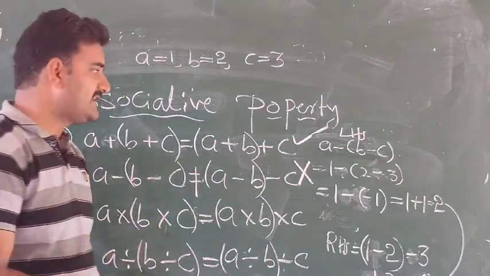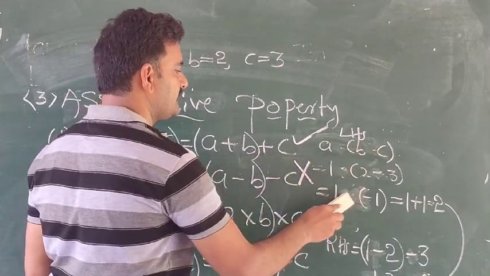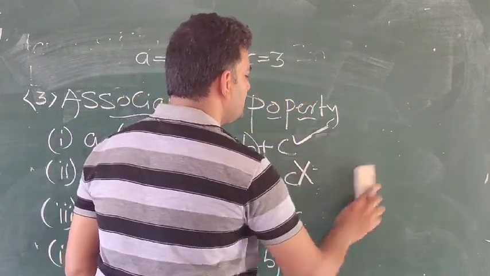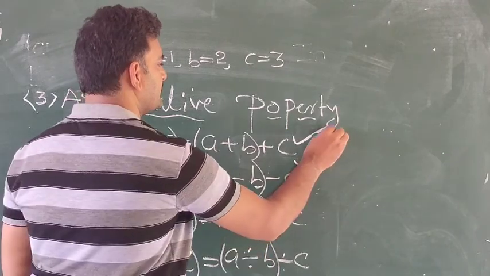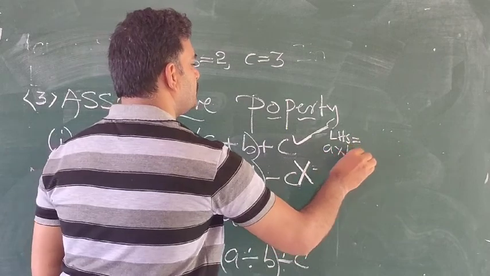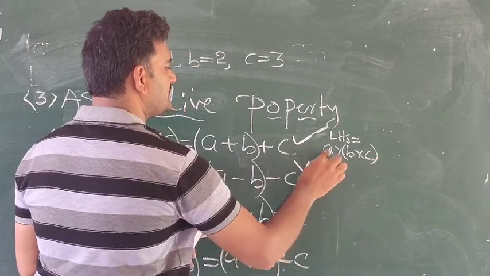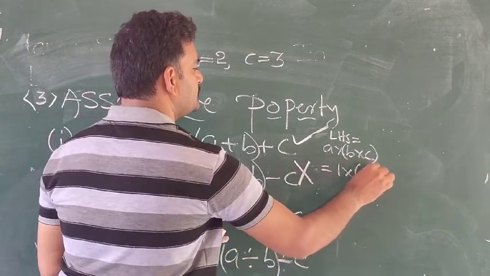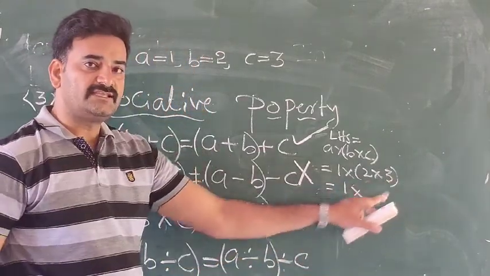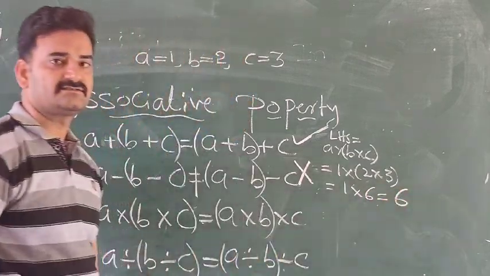Now again the same problem we will see in multiplication. Okay, whether it holds good or not in multiplication. So LHS is equal to A into B into C. So first the brackets are here. What is A? A is 1, B is 2, C is 3. 1 as it is. 2 3s are 6. So 6 1s are 6.